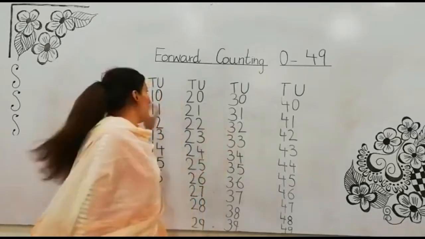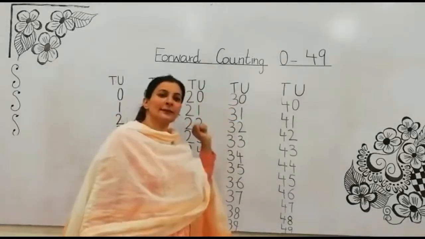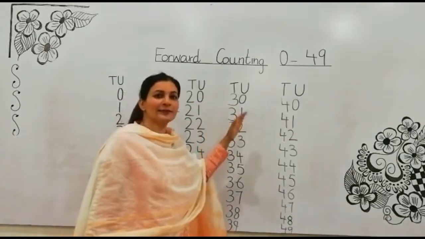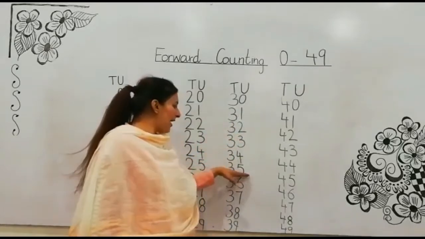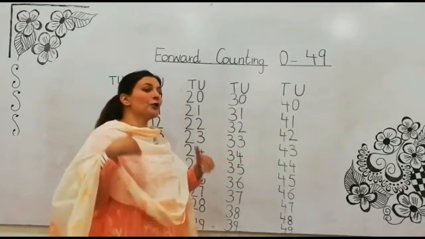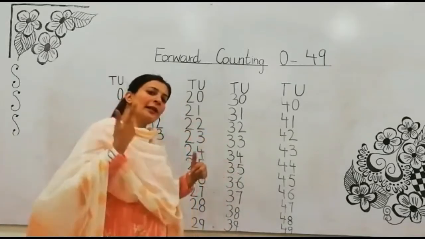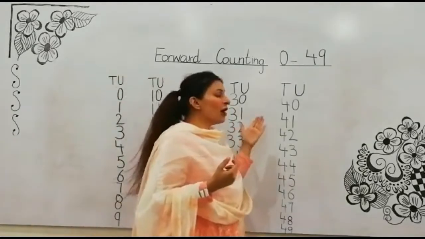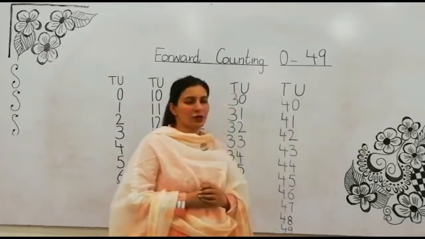30. 10, 20, 30. 31, 32, 33, 34, 35, 36, 37, 38, 39. Here you also have to tell again 30 and 1, 31. 30 and 2, 32. Okay. Now come to the family of 40. You can give an introduction of the family of tens.